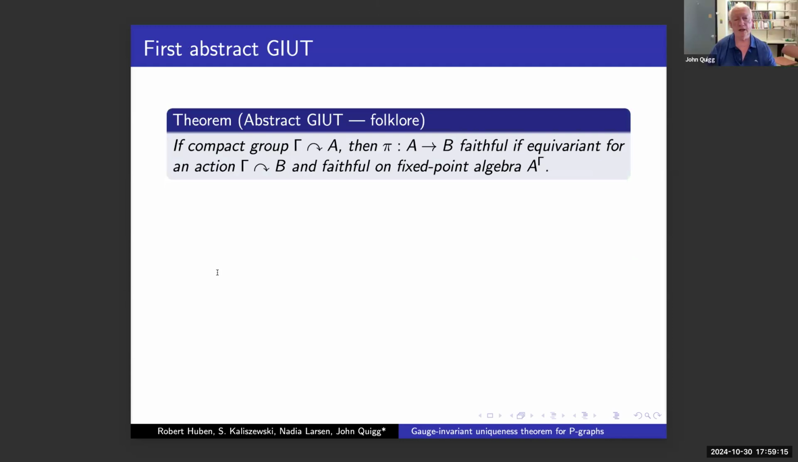Okay, now here is an abstract, and this was what I wanted to inject into the circle of ideas. An abstract gauge invariant uniqueness theorem. I don't know who initially thought of this. It's just folklore. It was just in the air.